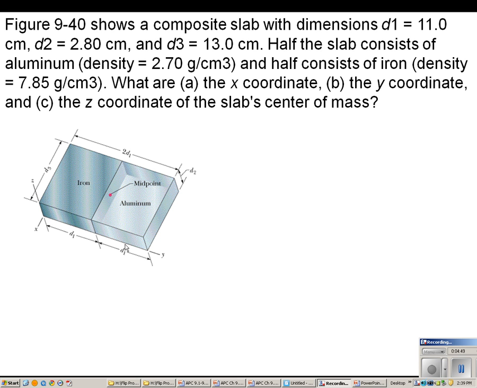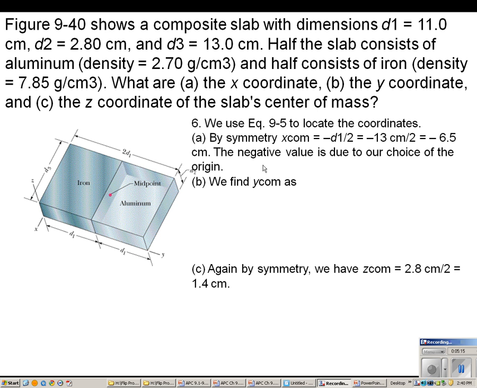The y-axis is actually where it's going to be offset. It won't be right in the middle on the y-axis. And then the z-axis, up and down, will be right in the middle as well. So by symmetry, the x and z-axis, you know the answers to that already. It's just the y-axis we have to worry about.